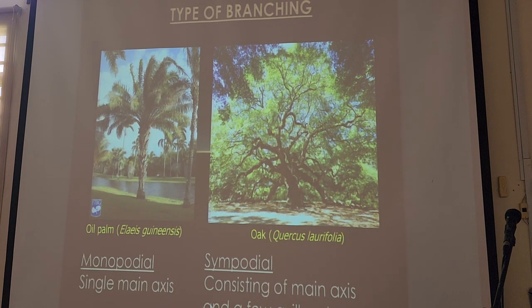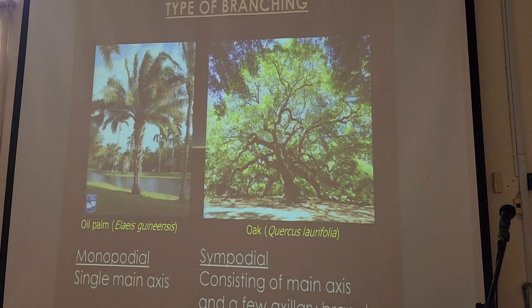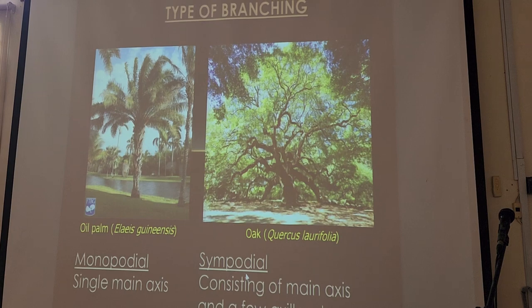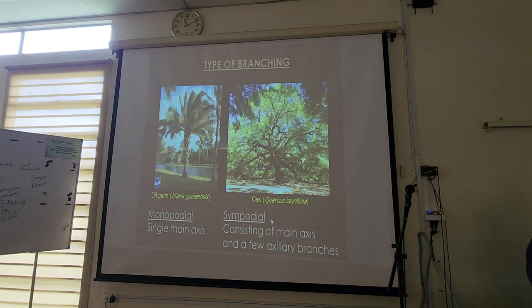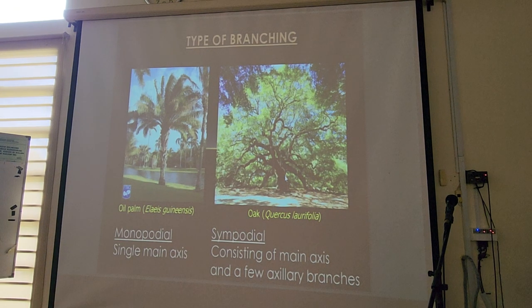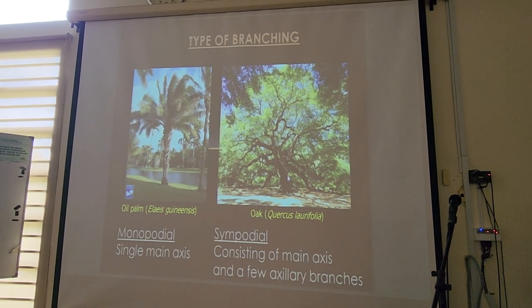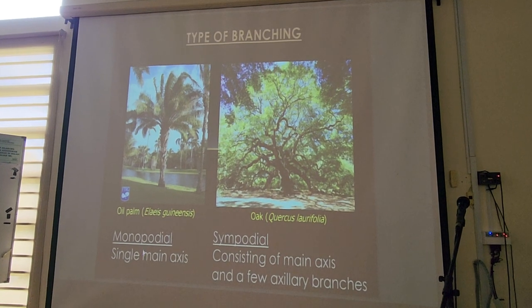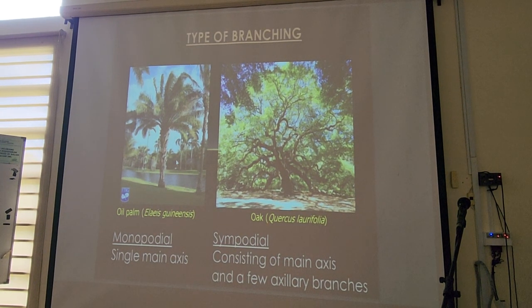Type of branching, you have learned this as well, remember? With what plants did you learn this? Orchids, yeah? The monopodial and also the sympodial orchids, okay? Yeah, this is oak, Crocus florifolia. Oil palm, Elaeis guineensis. What's the family of oil palm? You should know this. This is the golden crop for our country. What's the family of oil palm?